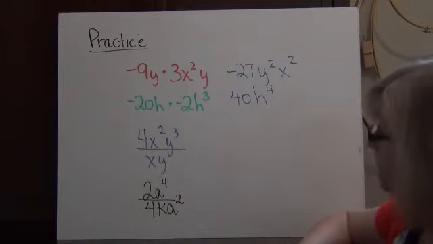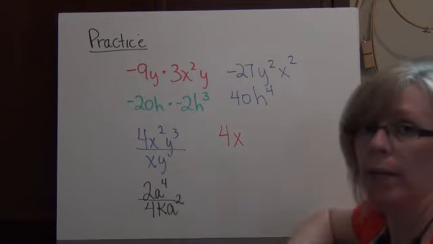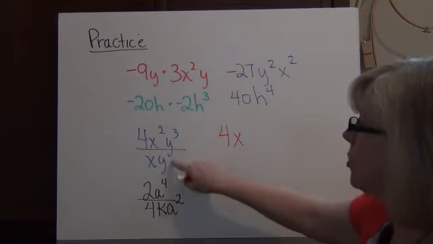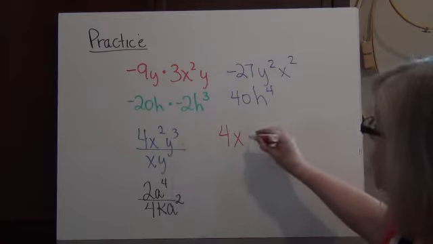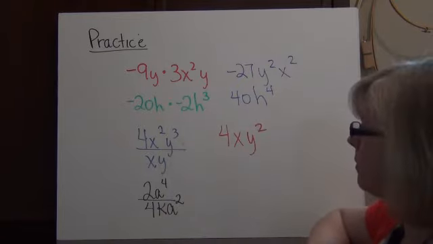Now, a division problem. Now I'm going to take a look at each thing that's on the top. I have a number on the top, 4, and I don't have any numbers on the bottom. So my 4 stays right where it is. In x's, I have 2 x's on top and 1 x on the bottom. 2 minus 1, I'm left with 1 x. And now I have 3 y's on top and 1 y on the bottom. 3 minus 1 is going to leave me with 2 y's. That's my final answer. Okay?